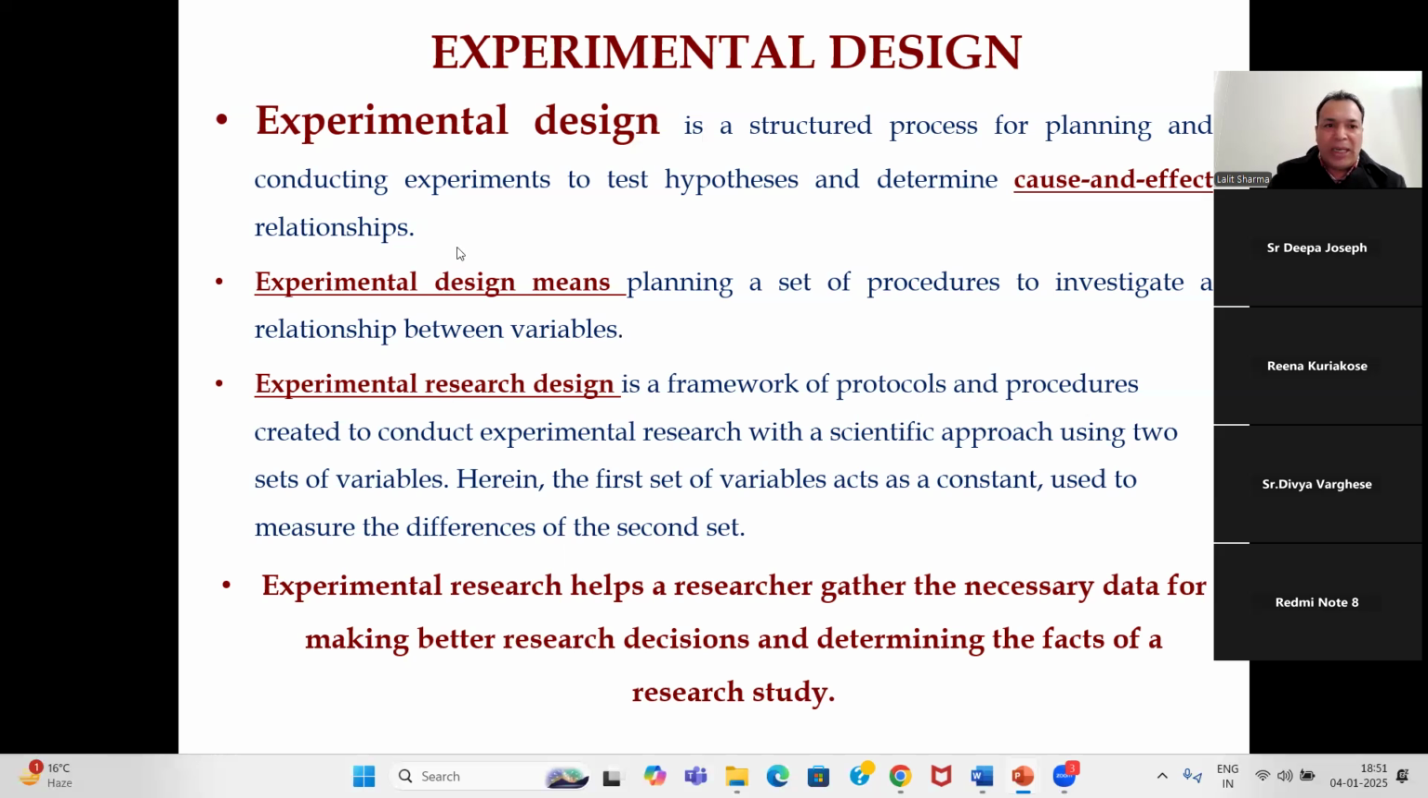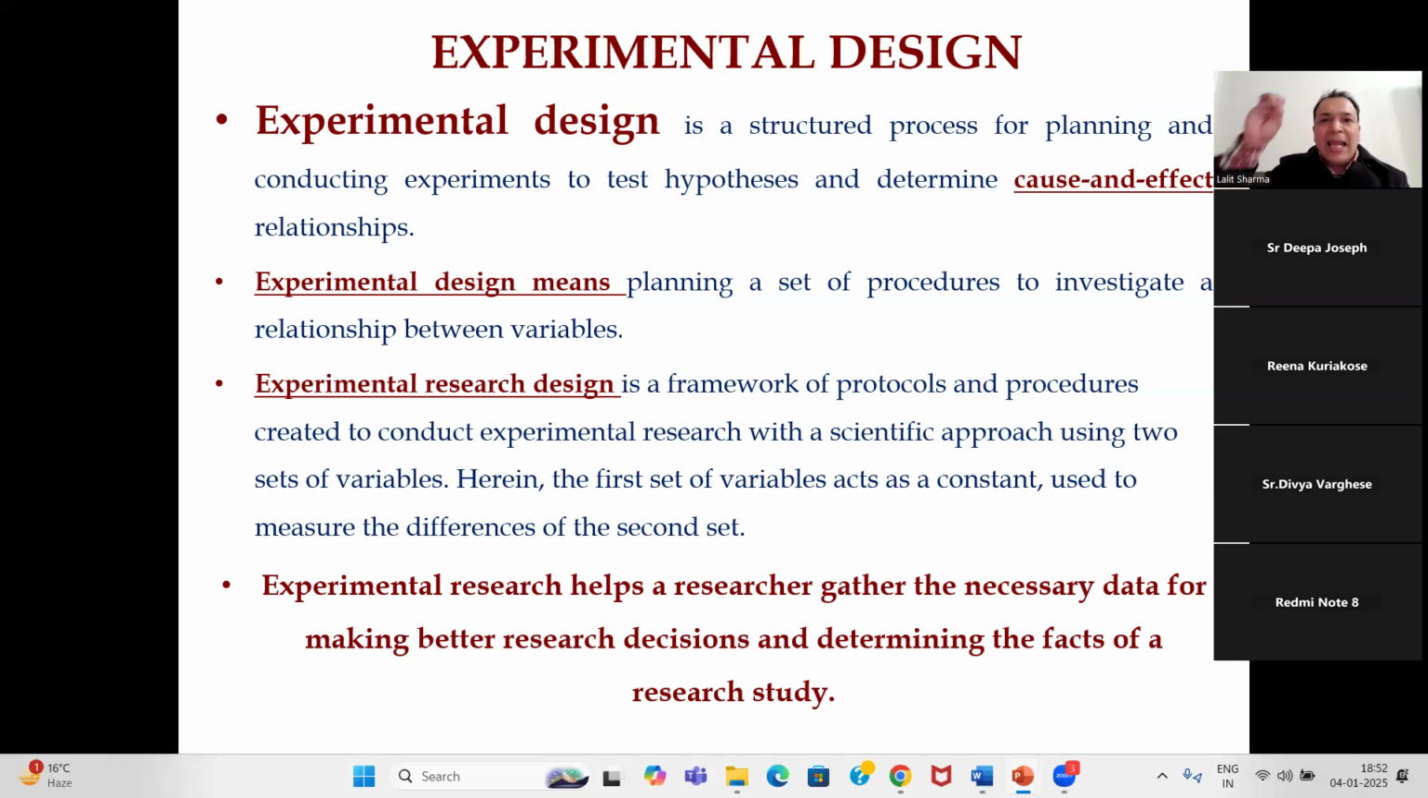Third, look at the paragraph, third bullet. Experimental research design is a framework of protocols and procedures. It is clear now, right? It is a plan. It is a roadmap. It is a protocol and procedures created to conduct experimental research. Now look here, experimental research has come.